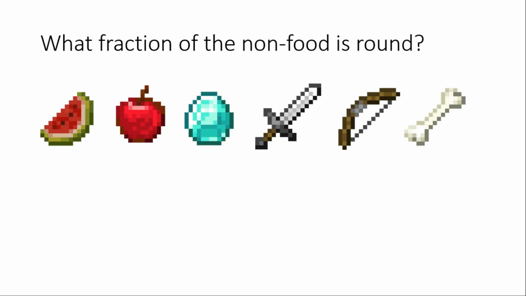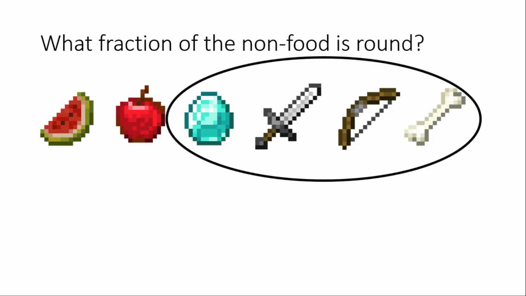Okay, this one says, what fraction of the non-food is round? So, instead of using the entire set of objects for our denominator, we need to make a subset. So the subset is the non-food. So let's circle it. There's the non-food.